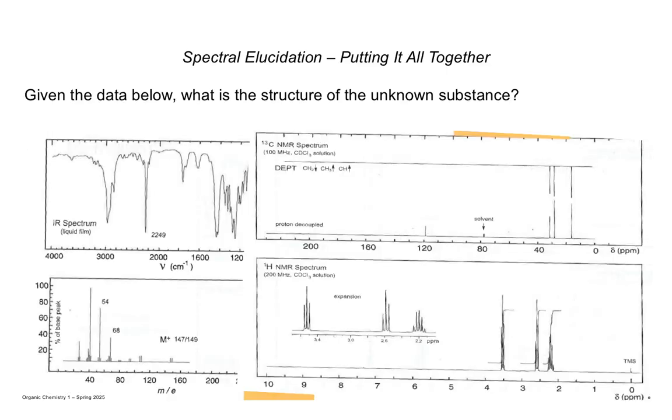Okay, so I figure what we would end on is another one of these problems. We got about 10 minutes. Let's go through and practice. Again, at this point, we're given all this data. What can we extract from each piece of instrumental information? How can we start making fragments, piecing them together to come up with a structural claim? So we have IR, mass spec, carbon NMR, and proton NMR.